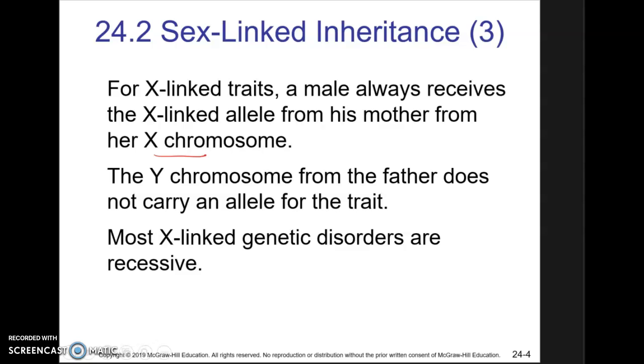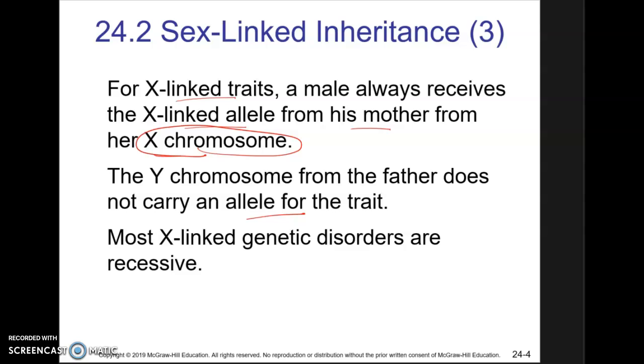So, it would be logical to think that a sex-linked trait is passed from the father to the son or from the mother to a daughter, but this is not always true. Why? Because for X-linked traits, a male always receives the X-linked allele from his mother, from her X chromosome. The Y chromosome does not carry the allele for the trait. Remember, we are talking about X-linked traits.